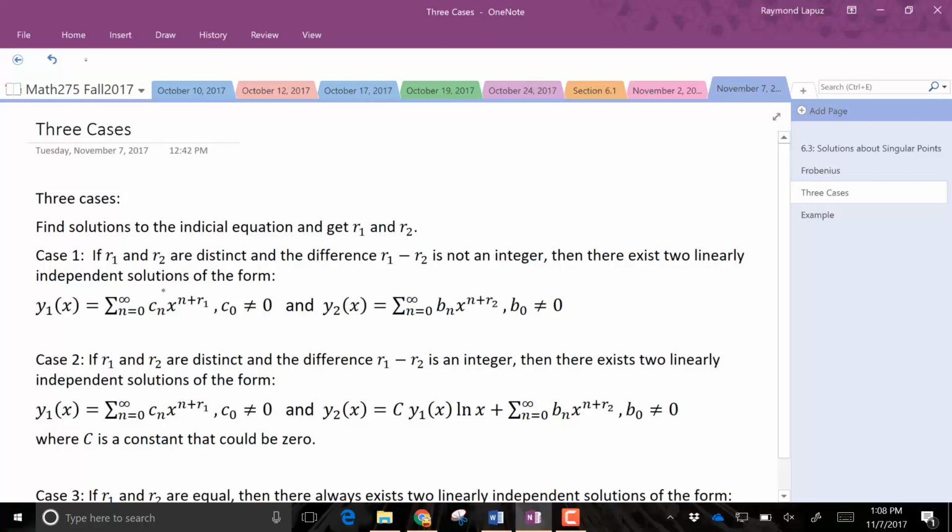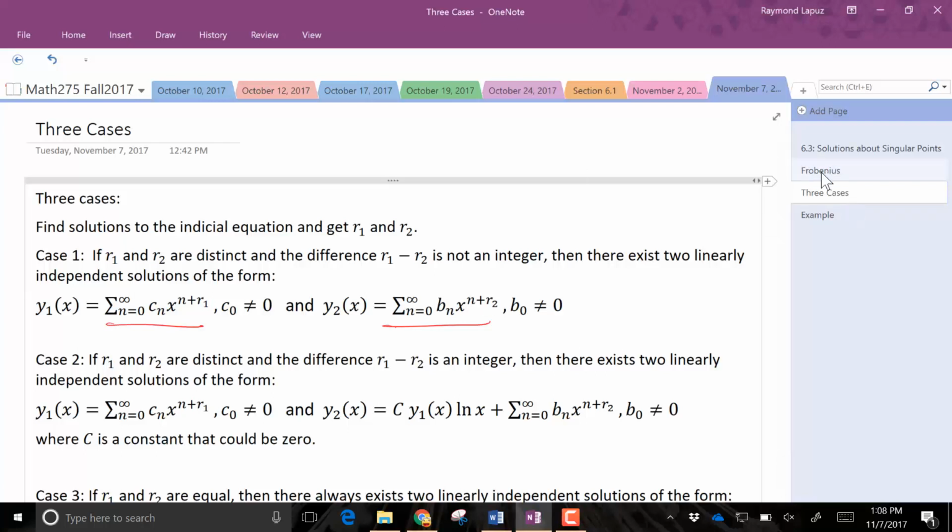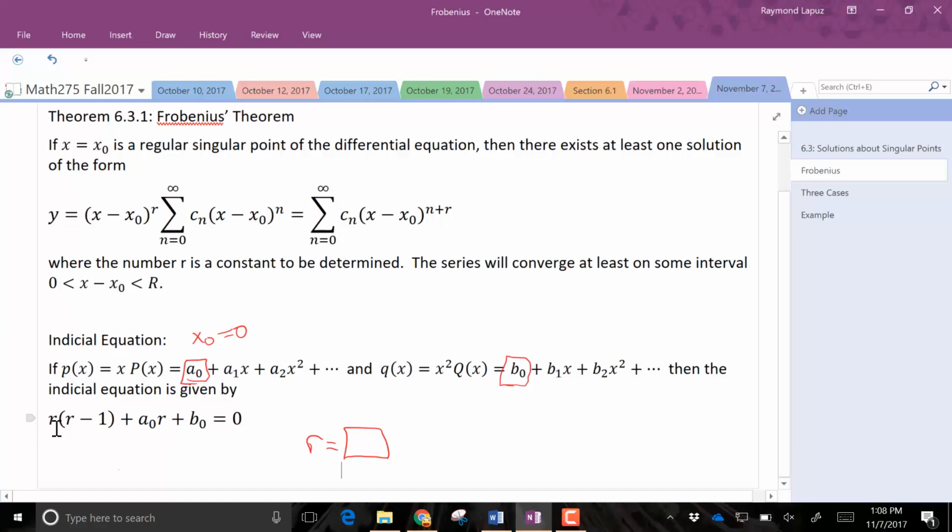There exist 2 linearly independent solutions of the form C sub n x to the n plus R1, and then B sub n x to the n plus R2. The indicial equation is R times R minus 1 plus A times R, where A is the constant term of your little p of x. And then B sub 0 is that constant term for your little q.